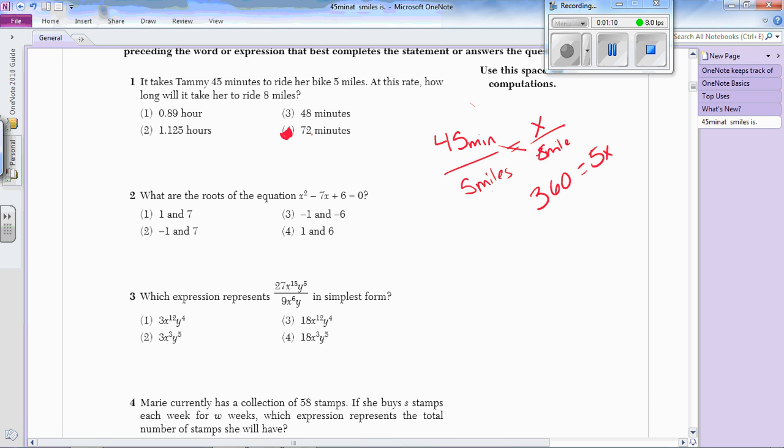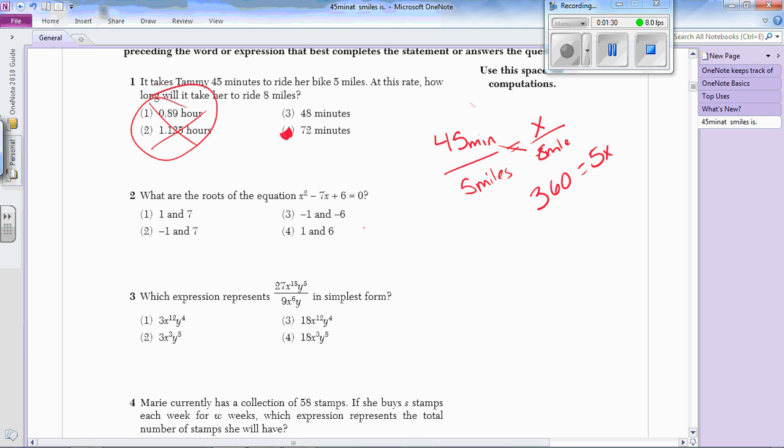And make sure your answer makes sense. Obviously, it has to be more than 45 minutes, and it's about half more because it's 3 more miles. So these answers over here don't make any sense whatsoever. Oh, that's hours. This is minutes. I guess maybe it makes sense. That's just another jerky question asking those.